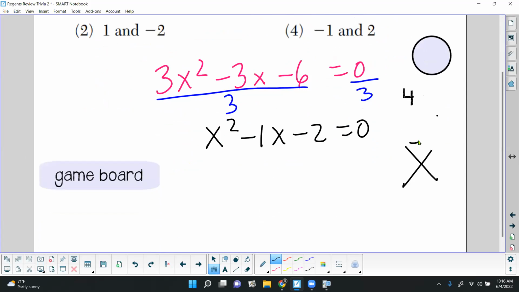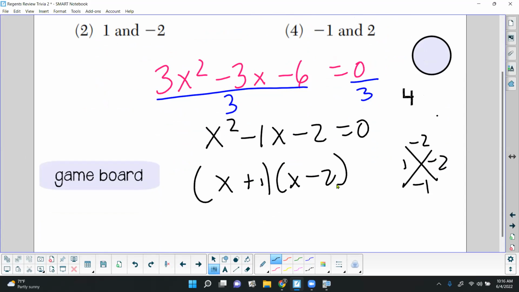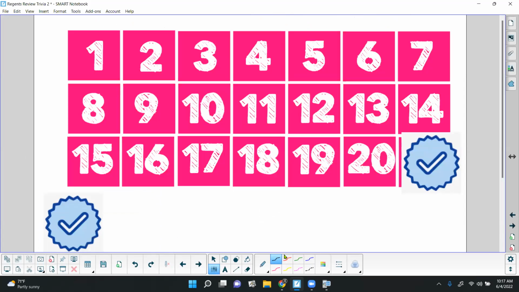So I'm looking for something that multiplies to -2, but adds to -1, and that's -2 and +1. These are the factors, and remember factors are always the opposites of your solutions. All right, great job. Back to the game board, back to my spinner.